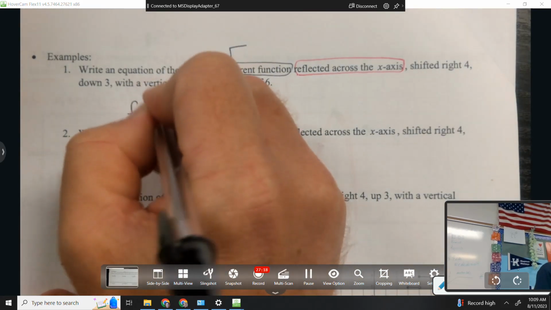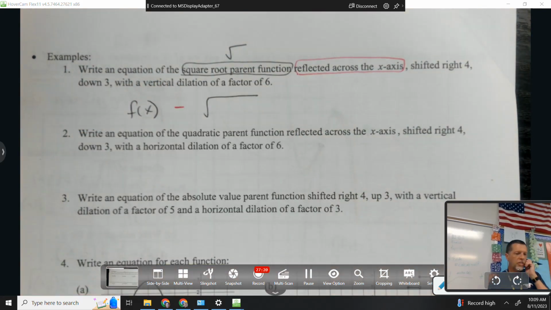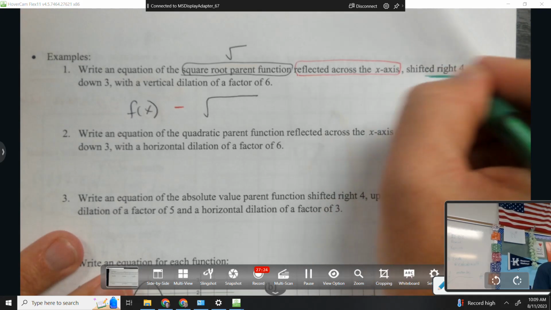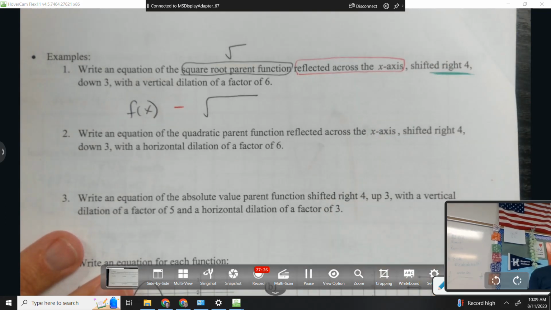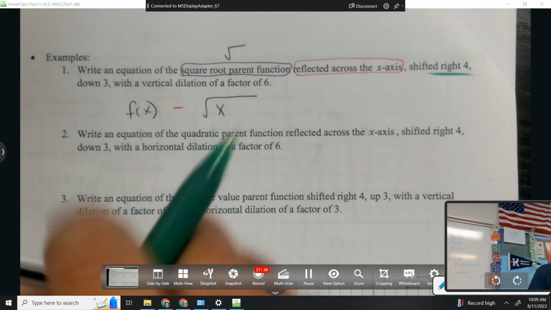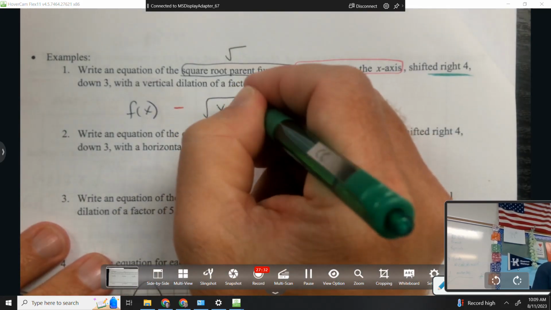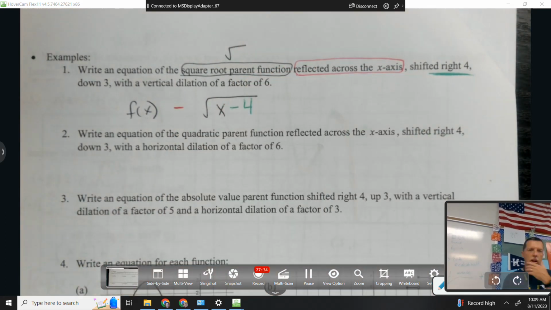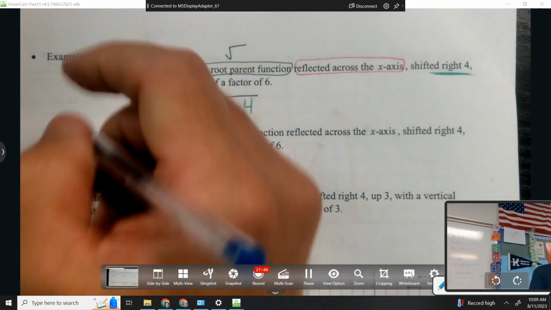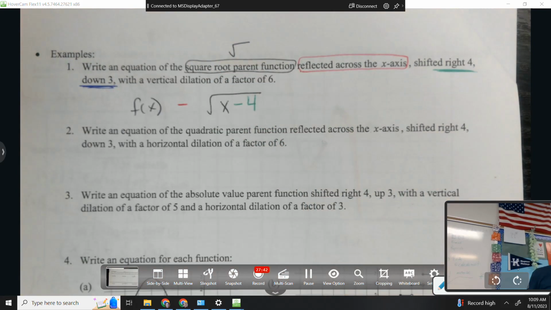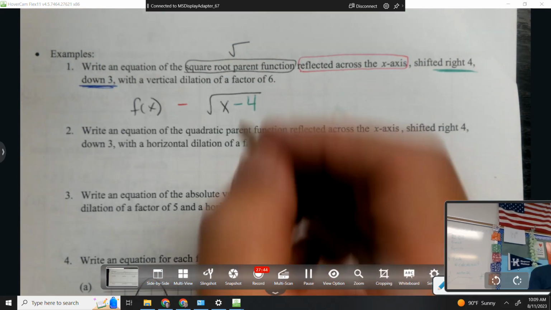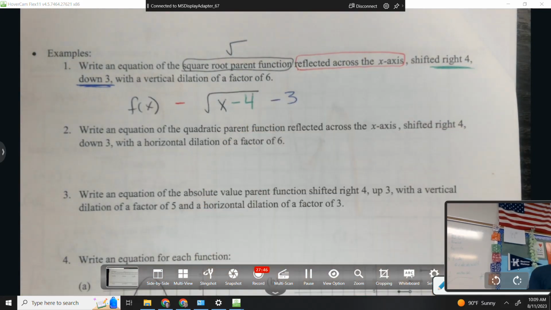So we can piece this together here. Shifted right 4. So how do I do that? X minus 4. Down 3. Running out of colors. So how do I accomplish down 3? Minus 3 at the end.